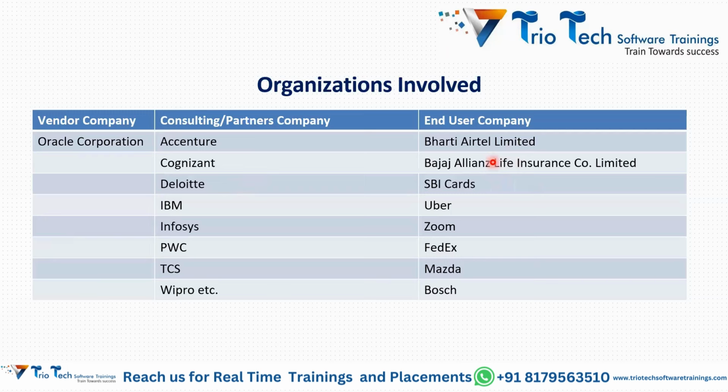So we have some of the renowned names in India, where we have Bharti Airtel Limited, Bajaj Allianz Life Insurance Company Limited, SBI Card working on the Oracle platform. Then Uber, Zoom, FedEx, Mazda, Bosch. These are some international brands which are working on the Oracle Cloud technology.